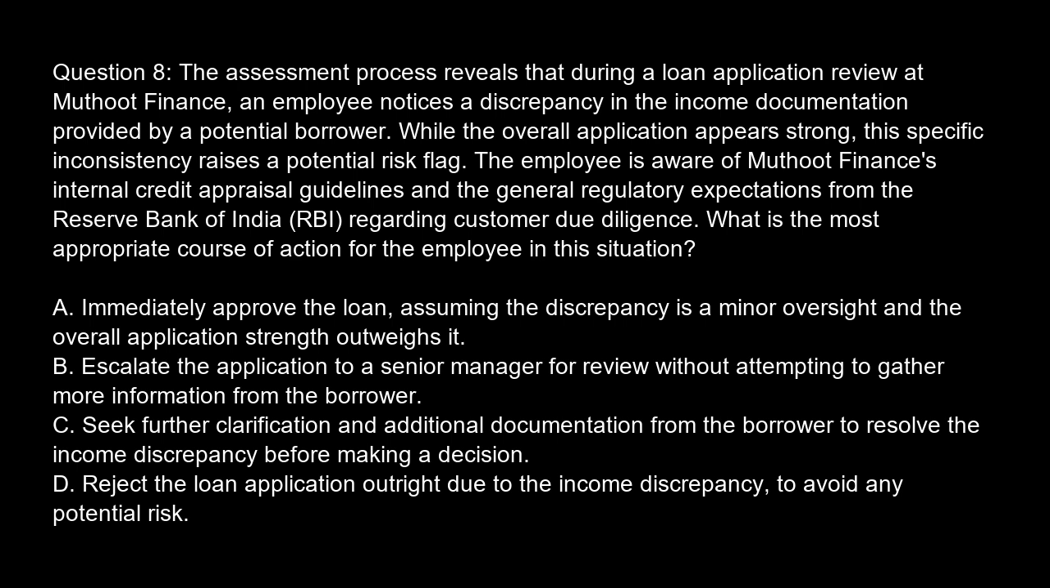Option A. Immediately approve the loan, assuming the discrepancy is a minor oversight and the overall application strength outweighs it. Option B. Escalate the application to a senior manager for review without attempting to gather more information from the borrower. Option C. Seek further clarification and additional documentation from the borrower to resolve the income discrepancy before making a decision. Option D. Reject the loan application outright due to the income discrepancy, to avoid any potential risk.